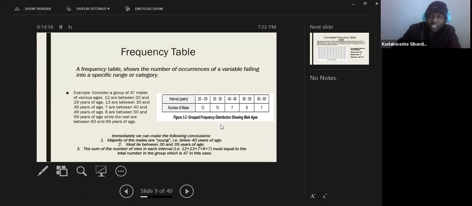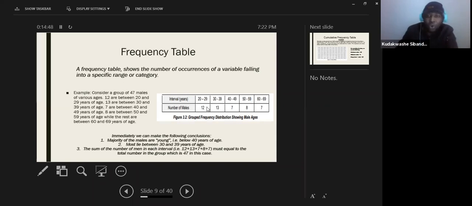So it's easy to see that the definition of a person being young is that their age must be below 40, right? So you can see that everyone below 40 is included, which includes this first category. It means that the majority of the males are young, and most lie between 30 to 39. Why? Because that's the highest frequency. So this interval of years has the highest frequency. So basically, a lot of people have ages that lie between 30 to 39.